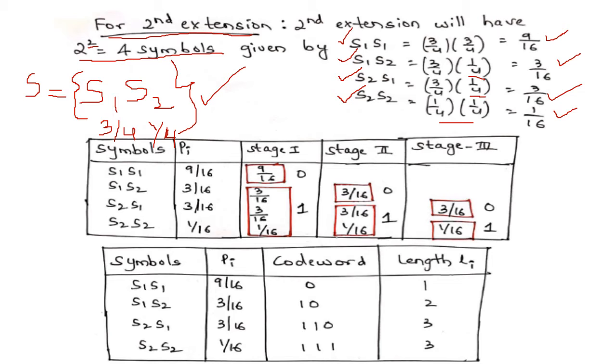So the procedure for Shannon-Fano encoding algorithm is to arrange the given probabilities in decreasing order. Once we arrange the probabilities in decreasing order, we'll have 9 by 16, and then 3 by 16, 3 by 16 and 1 by 16, with their corresponding symbols written in the first column.